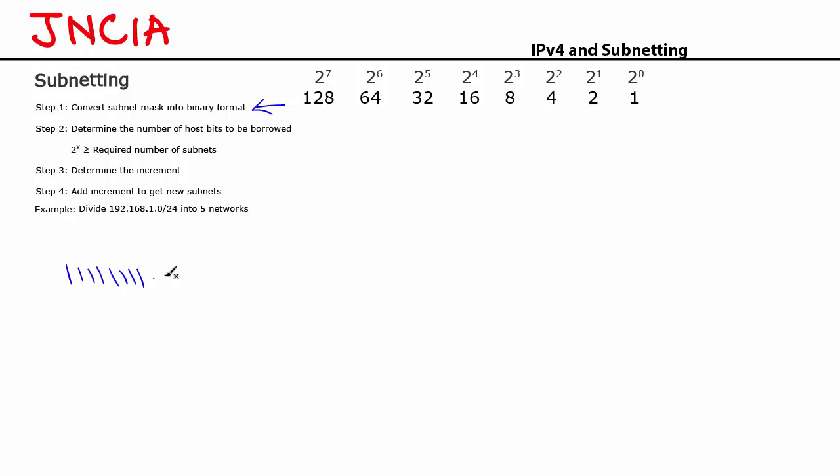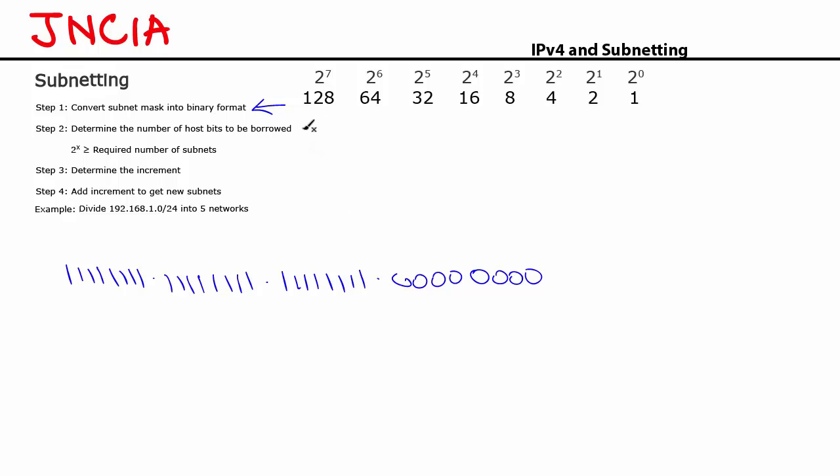That's the first octet. That's the second octet. That's the third octet. And that's the fourth octet. The first 24 bits have been taken up by network, so we wrote down 24 ones followed by 8 host bits or 8 zeros. Alright, so that's the first step.